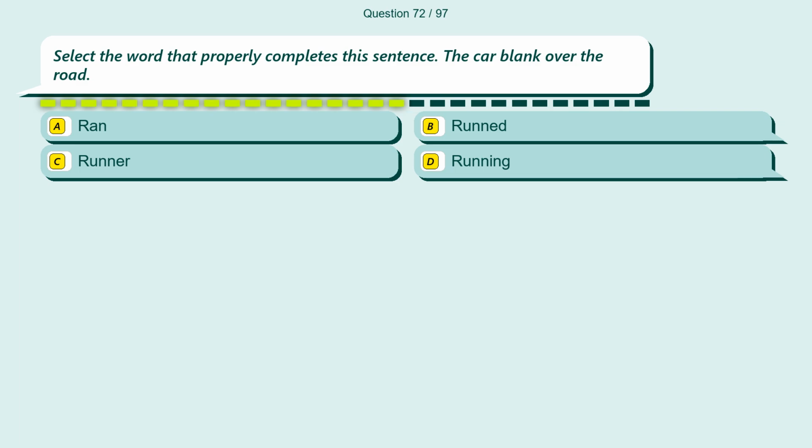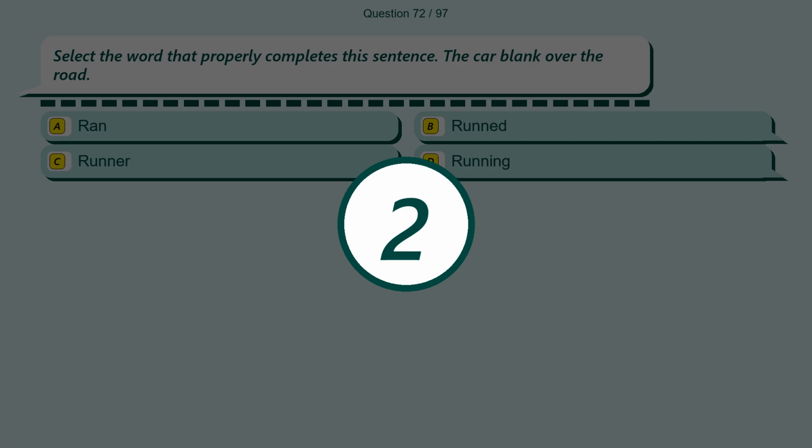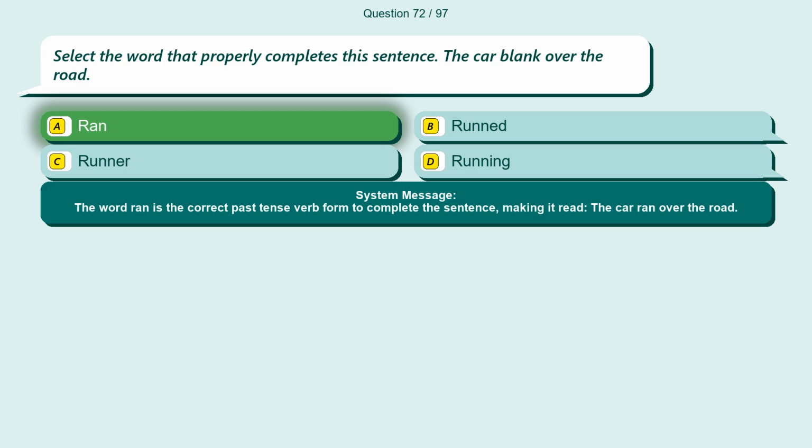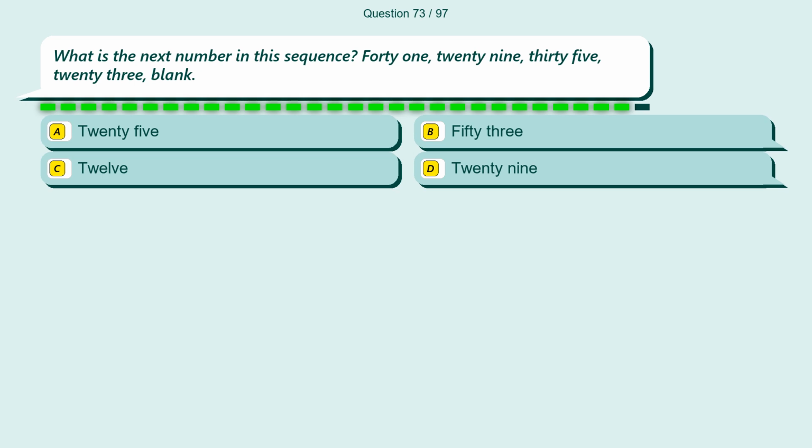The car blank over the road. Option A, ran. Option B, runned. Option C, runner. Option D, a running. The correct answer is option A, ran. The word ran is the correct past tense verb form to complete the sentence, making it read, the car ran over the road. Question 73.